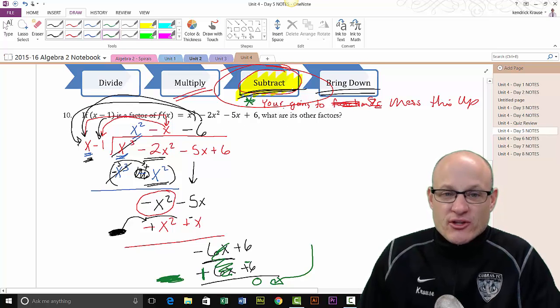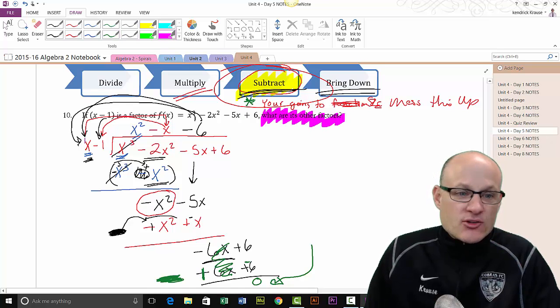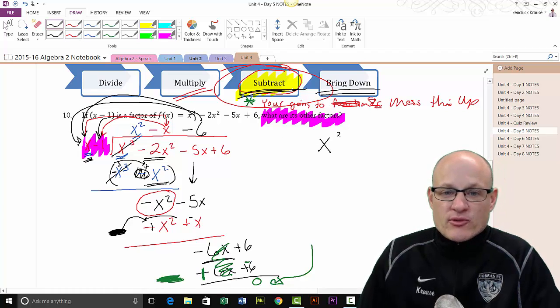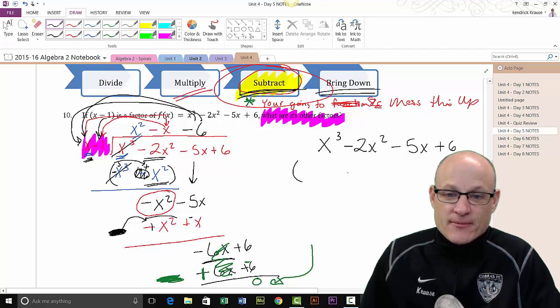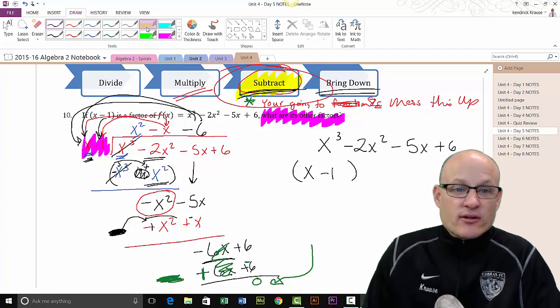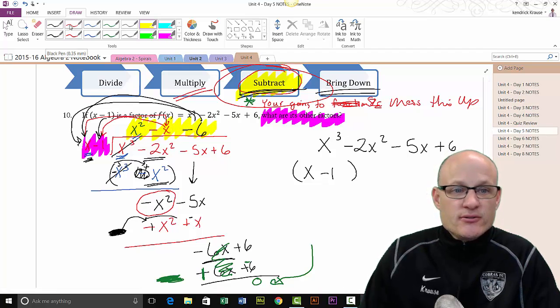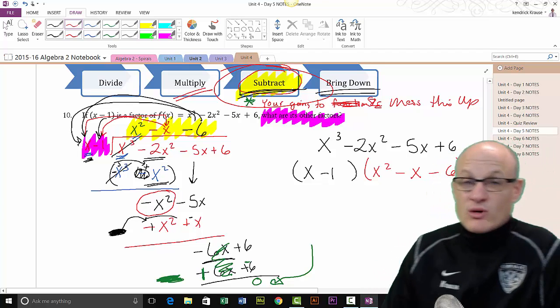So the question, though, is what are all the other factors? Now, I know x minus 1 is a factor. So what I'm saying is this. The original problem was x cubed minus 2x squared minus 5x plus 6. I know if I factor that, x minus 1 is a factor. Because I just did this division, my other factor is x squared minus x minus 6. But we're not there yet.